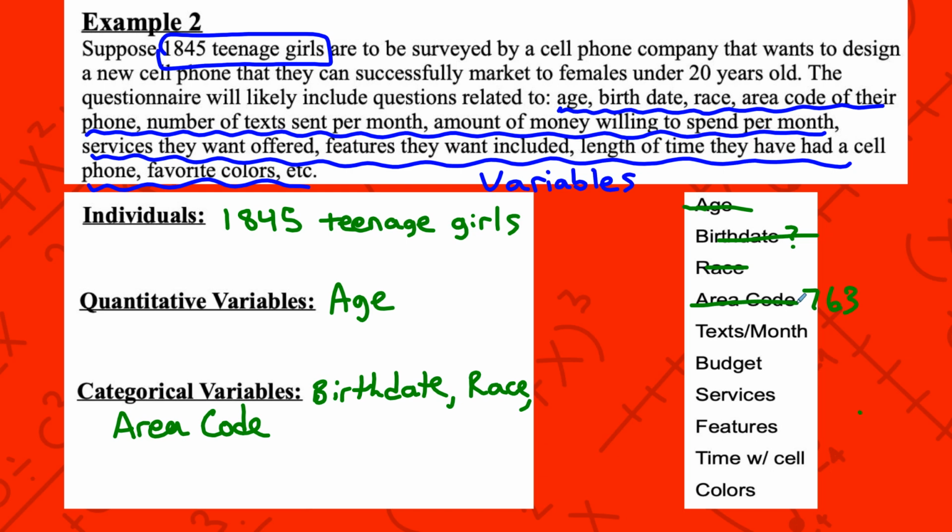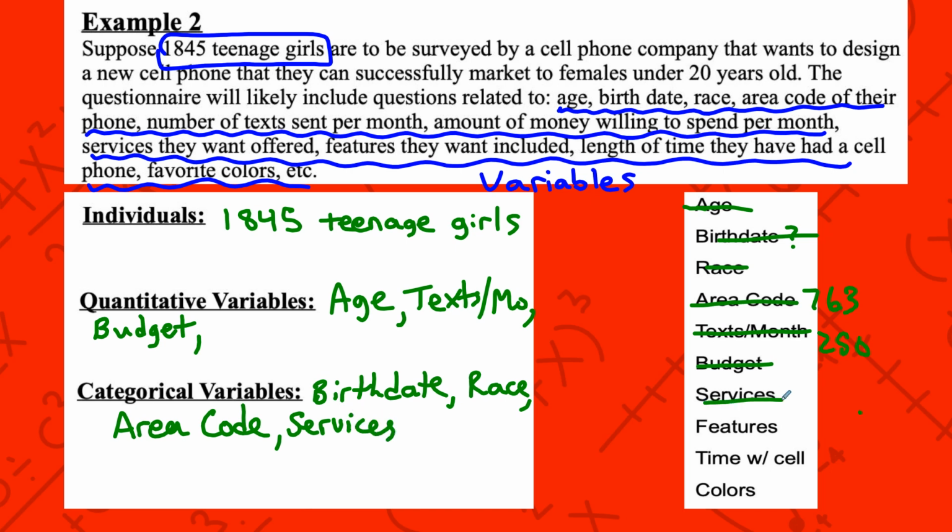How many texts they send per month? So this kid might send 250 texts per month. That's a number, and that's something that we could get the average of. That's going to be something that we would put in quantitative. Okay. Budget, how much you can spend? Yeah, maybe you can only spend $500 on your phone, whatever. That's definitely quantitative. How much money you're willing to spend? Absolutely. What services? So, do you want unlimited data? Do you want a hotspot, et cetera, et cetera? That's not a number answer. That's going to be categorical.